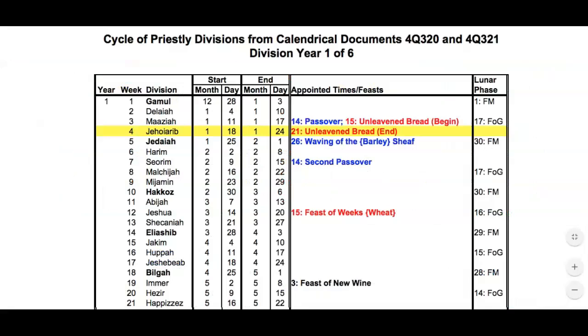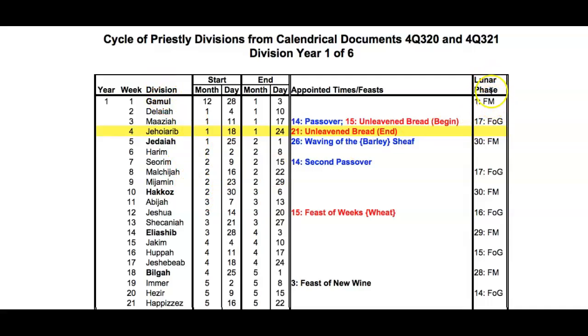Now they also give the cycle of priestly divisions from calendrical documents 4Q 320 and 4Q 321, and they divide the year into 6 years because the 7th year is the sabbatical year. And this is where the moon comes in also, because just like it uses the sun in order to determine the 364 days, the moon in the lunar phase also helps us establish when the priestly year actually is. As you can see, it's divided into the divisions, and as you can see right here, here are the lunar phases.